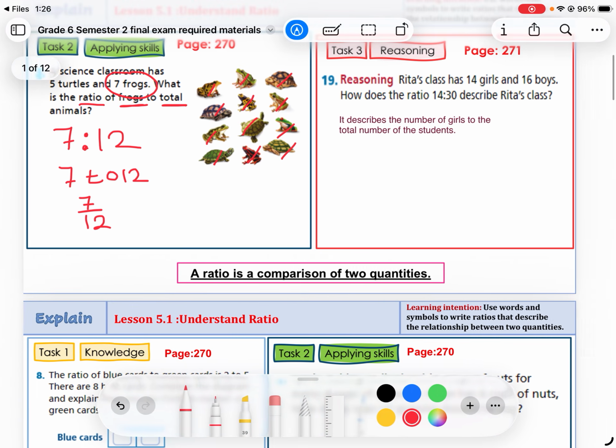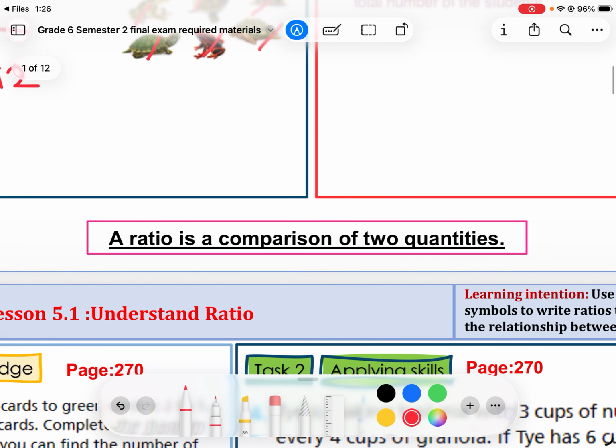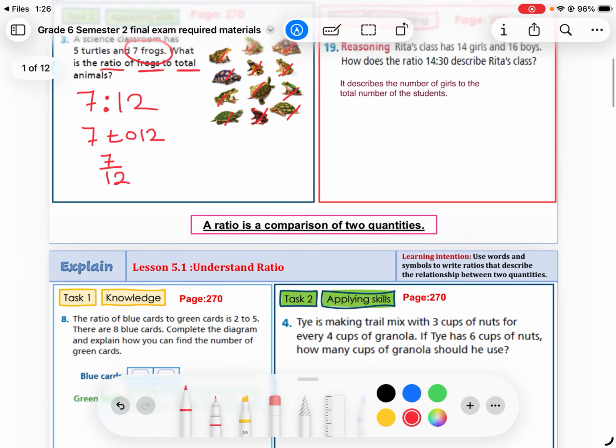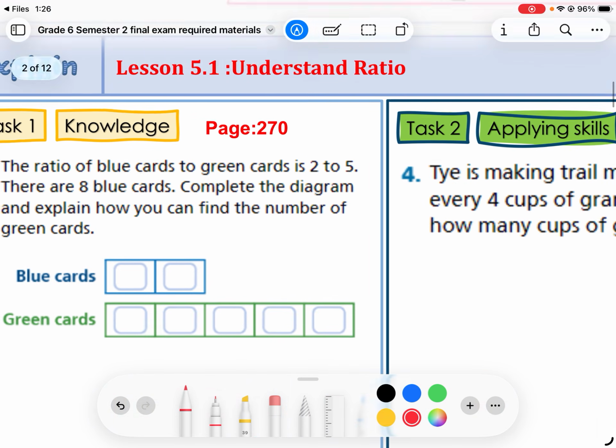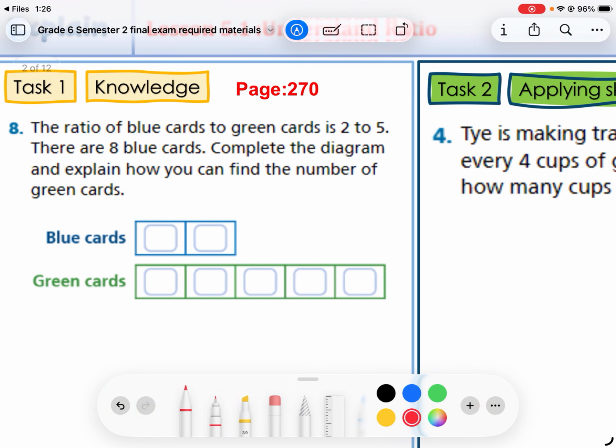If 14 comes first, then you will have to write the number of girls first. Now, so you guys don't forget the definition, it's really important. You need to know the meaning of a ratio. It's a comparison of 2 quantities. Like we said here, we have frogs to the total number of animals. We have boys and girls. We have here blue cards and green cards. This is the meaning of a quantity. It could be anything. You're comparing between any 2 quantities in life.